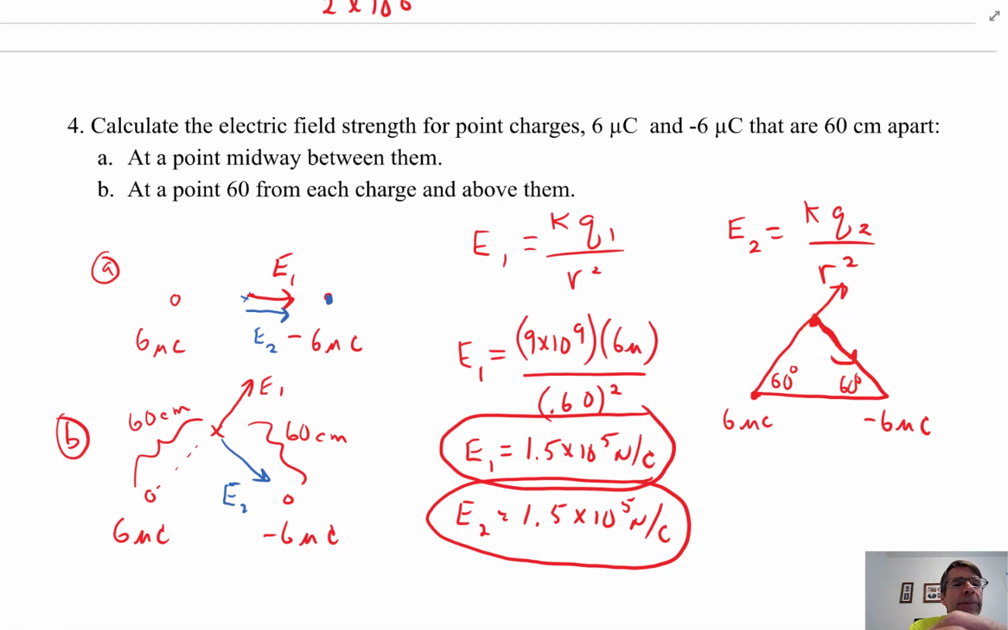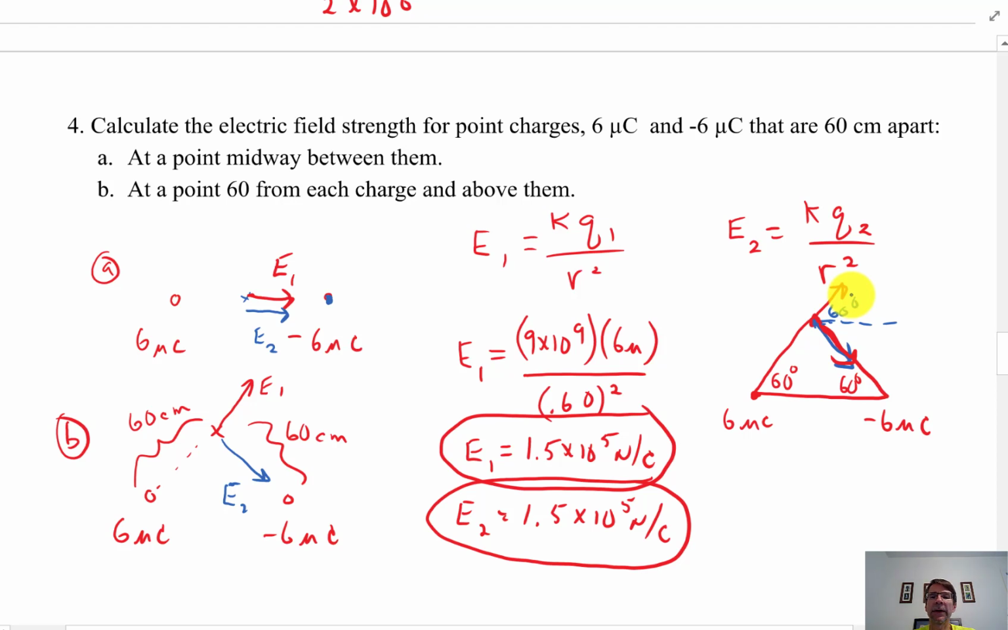Let me use blue. And I got my E2 like this. But the E1 and E2 are the same. But the thing is, if I draw a horizontal line right here, I draw a horizontal line right there, this angle right here is 60 degrees. That's kind of nice. It's going to help me a lot.